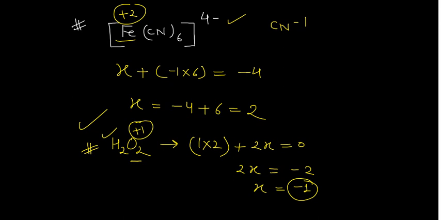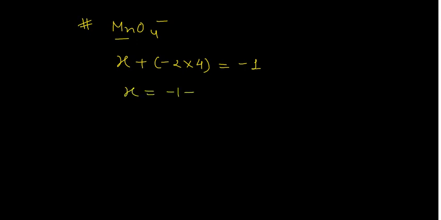So guys, there are various problems by which you can understand the thing. So I am doing one last problem. Say you have been given MnO4 negative, and you have to calculate for Mn. So how can you do that? Say x plus minus 2 times 4 equals minus 1. So that will be minus 1 plus 8, that will give you 7. That means manganese is in plus 7 oxidation state.